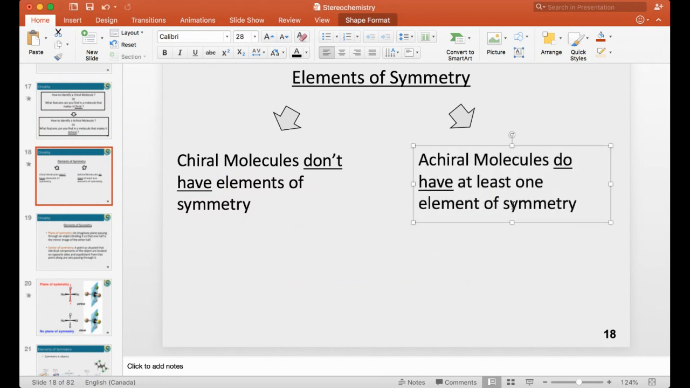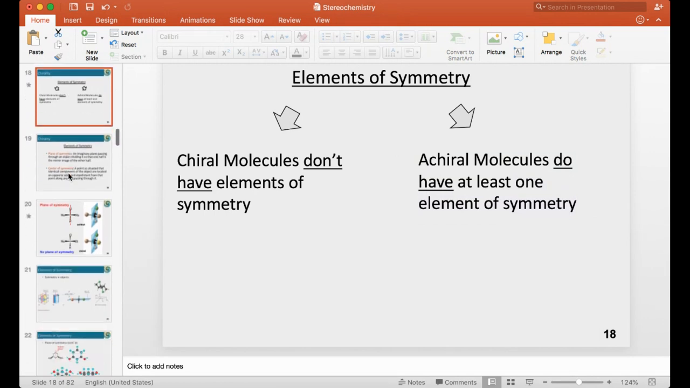And pretty much there are some exceptions to this, but for now we can assume it as a general rule. The exceptions we will talk about next semester. Achiral molecules will always have at least one element of symmetry. So now we need to start looking at the molecules in 3D in a different way. Okay, so now you look at a molecule and then you ask yourself, is there an element of symmetry? Yes or no? If there isn't, the molecule is chiral. If there is, the molecule will be achiral.